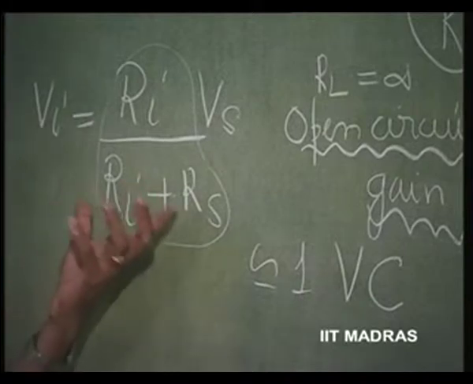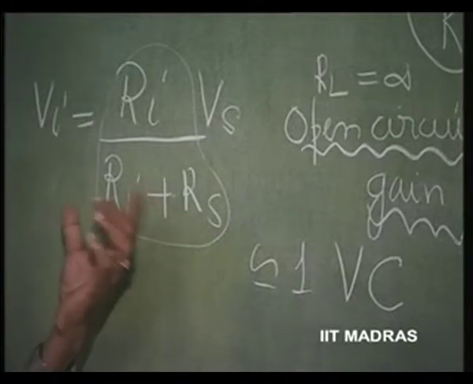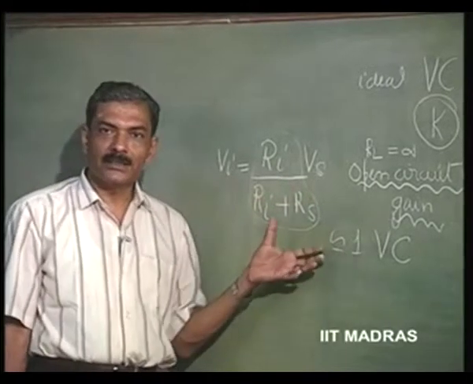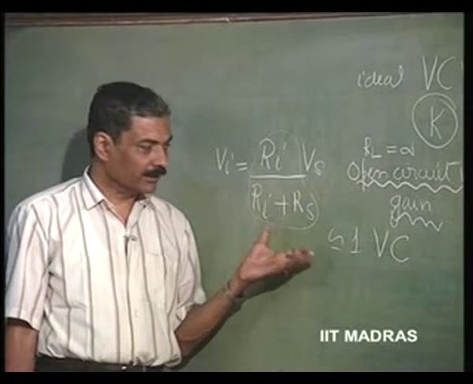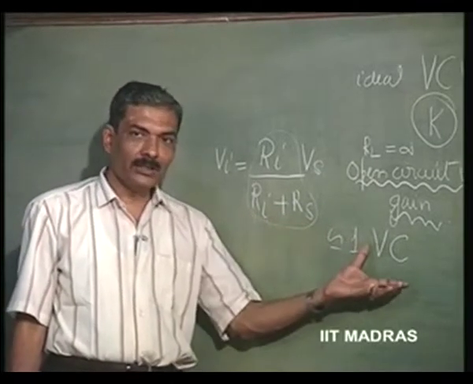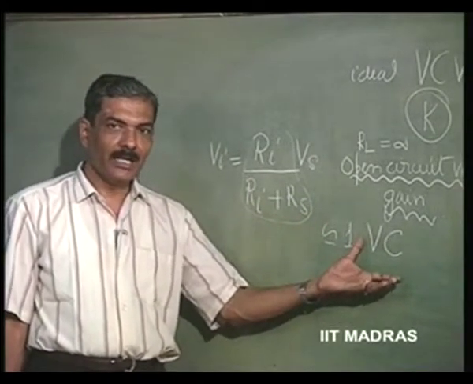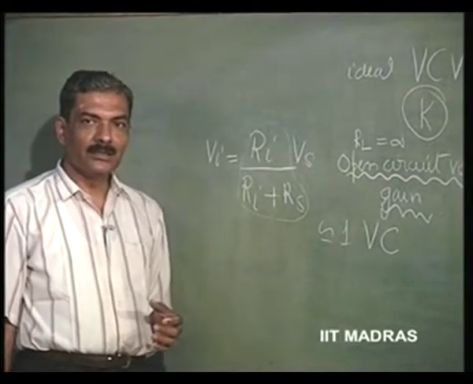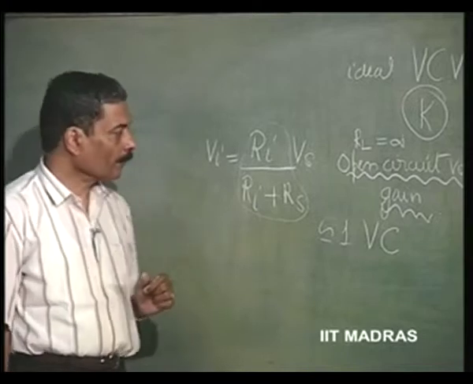That is not the purpose of a good amplifier. The moment you connect it to the source, a drastic reduction in input voltage occurs. So, a voltage controlled amplifier will be highly suitable for this kind of source with source resistance which is very small.